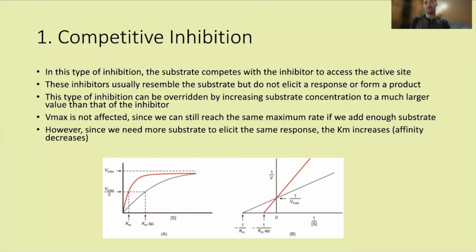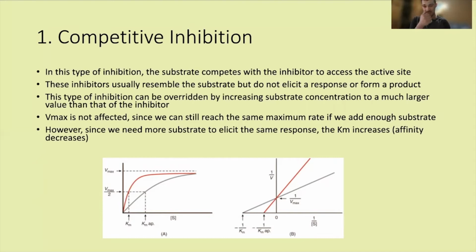So because of that, Vmax is not affected. We can still reach that same maximum rate if we add enough substrate. However, we're going to need more substrate to do that. So the Km increases, which means that apparent affinity is going to decrease because we need more to elicit the same response. So the affinity is going to decrease, Km would increase.